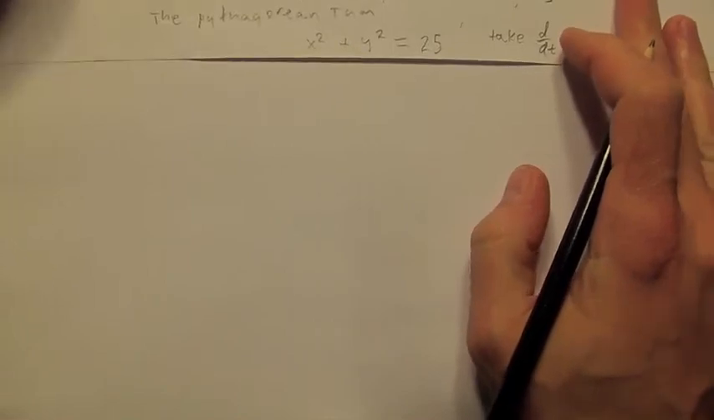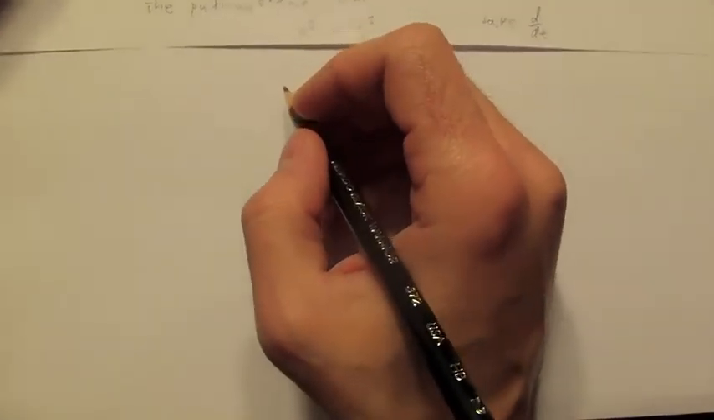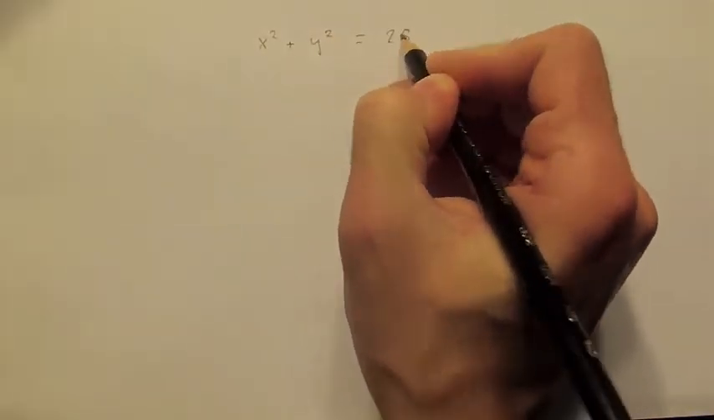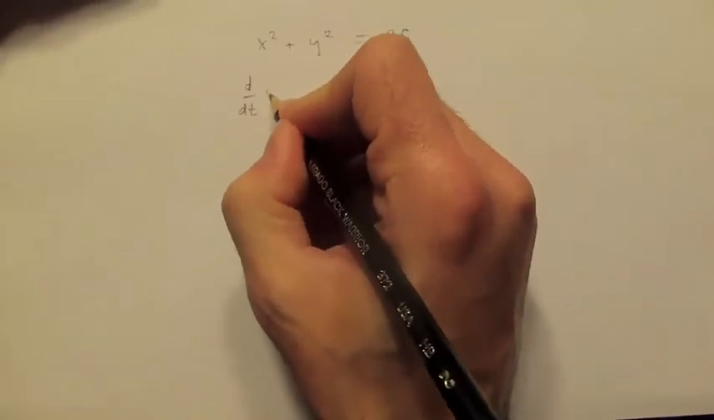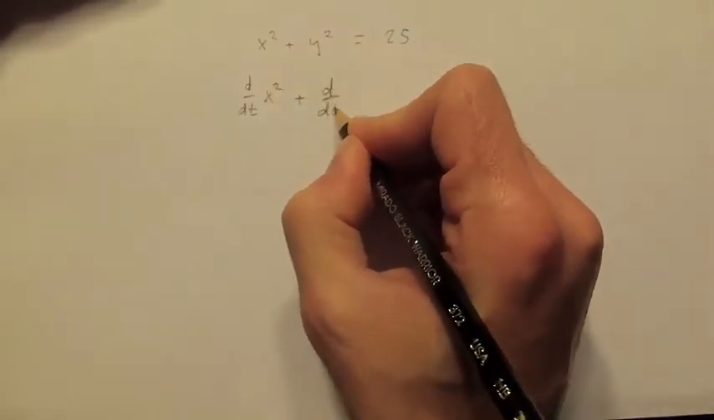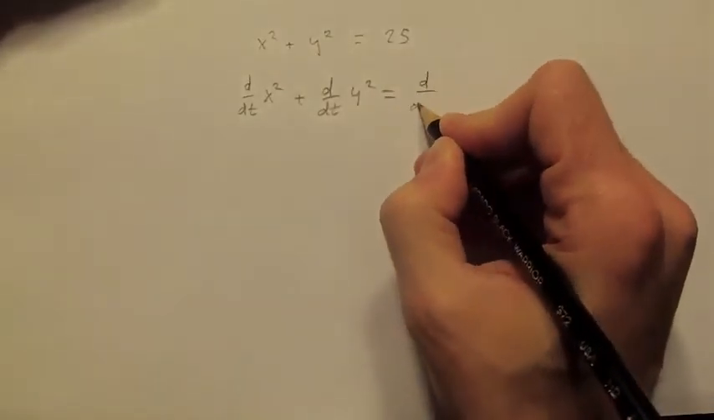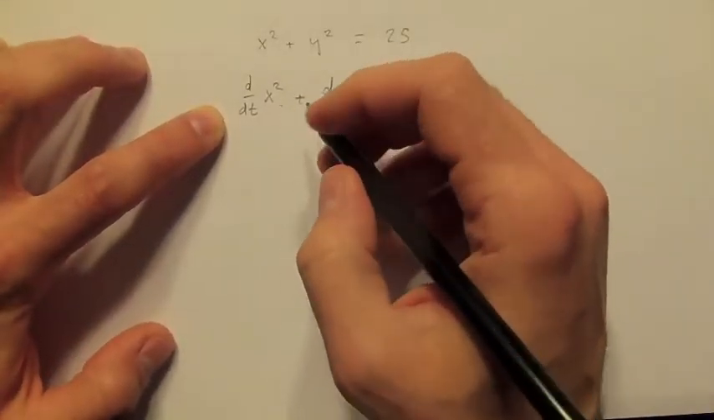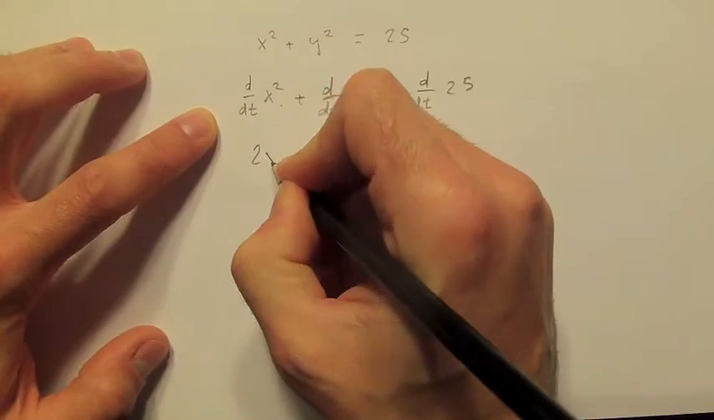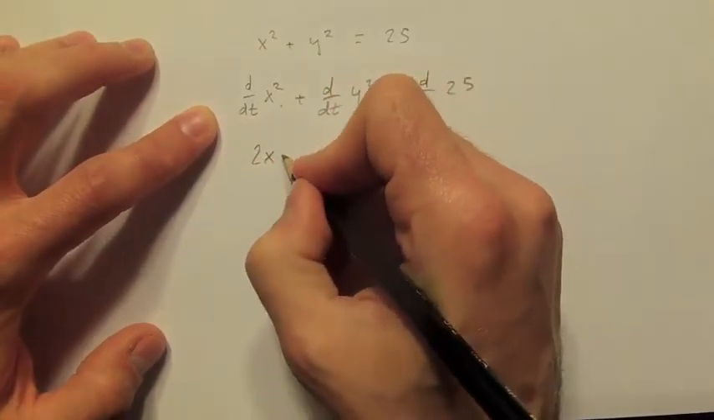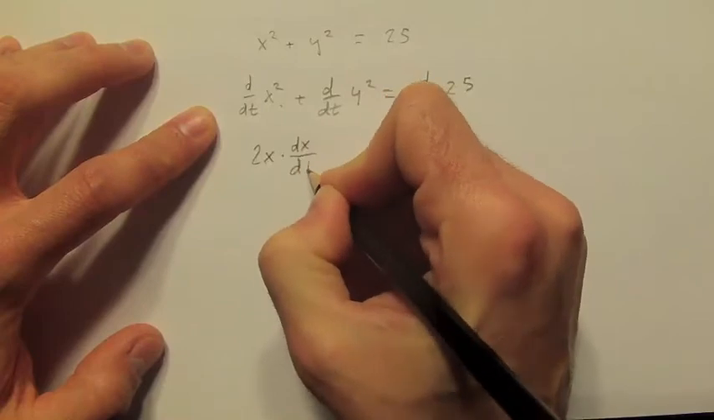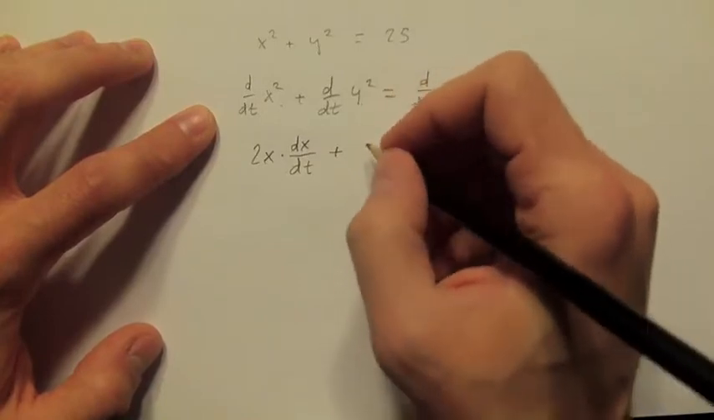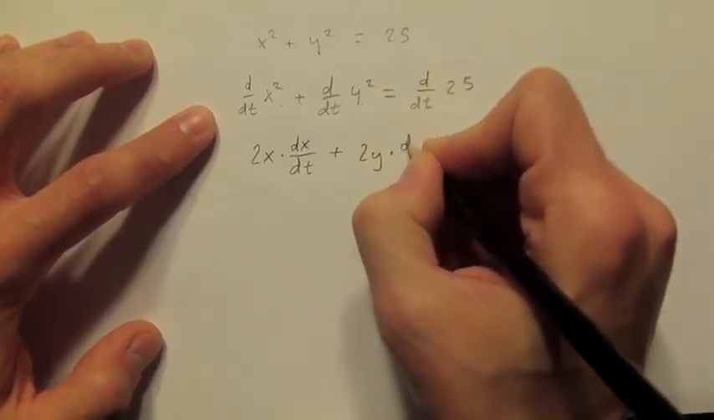Okay, so I'll get the derivative, and actually let me just start this over here. X squared plus y squared is equal to 25. So I'm going to take the derivative of both guys, and this on the other side. Okay, so the derivative with respect to t of x squared is going to be 2x, and since we're using implicit differentiation, this will be 2x dx over dt. Then the derivative of y squared, since we're using implicit differentiation, will be 2y dy dt.